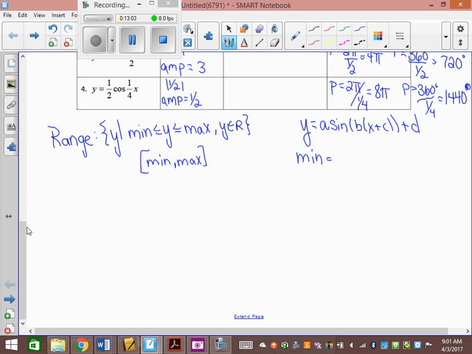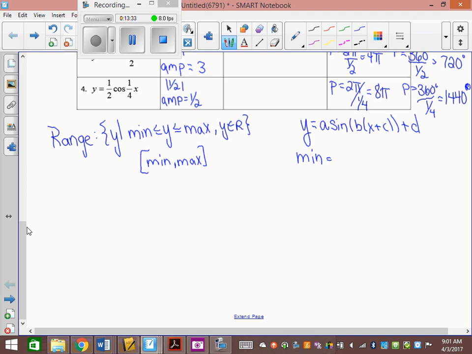What happens is when your d value is not 0, say your d value is 7, you're going to move that midline, that y equals 0 graph, up to y equals 7 because it's going to move up 7. The rest of the graph will move with it, but that midline is going to move to y equals 7. Okay? So this d value gives you your middle line always. So if I took that middle line, that y equals 0 line, and I added my amplitude to it, correct? It would give me my max. If I took that middle line and I subtracted from it my amplitude, it would give me my min, correct?